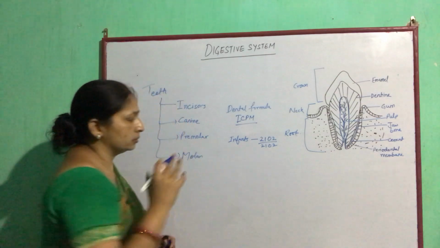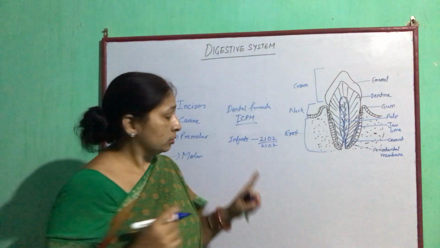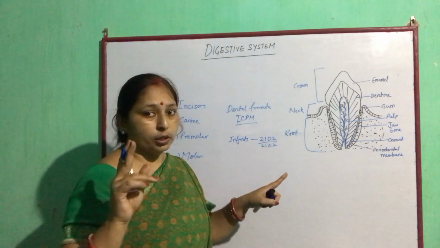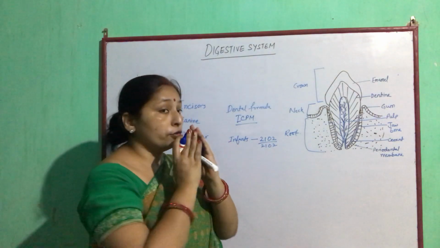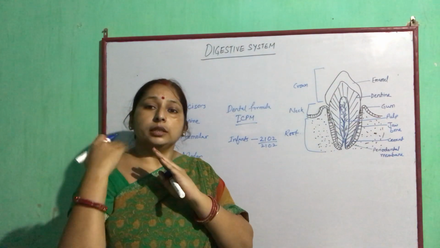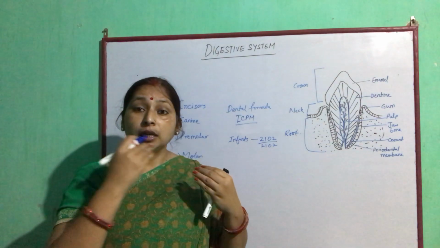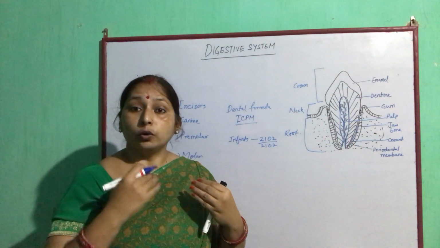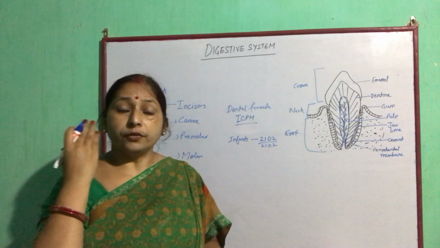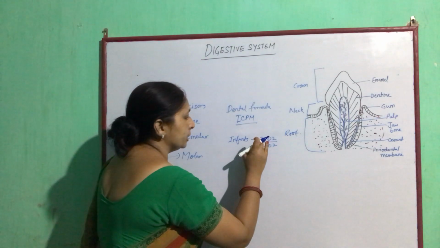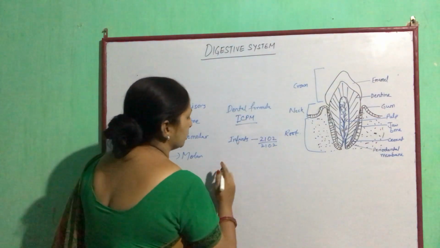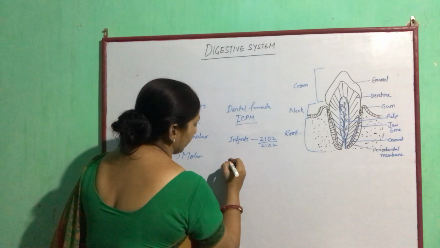Now this is not mathematics. 2 incisors, 1 canine, no premolar, 2 molars. This is for half jaw, half upper one, half lower one. So if you are counting the total number in the upper or lower, then you have to double this one into 2. So 2102, half of the jaw: 2 incisors, 1 canine, no premolars, 2 molars. This is for infants.